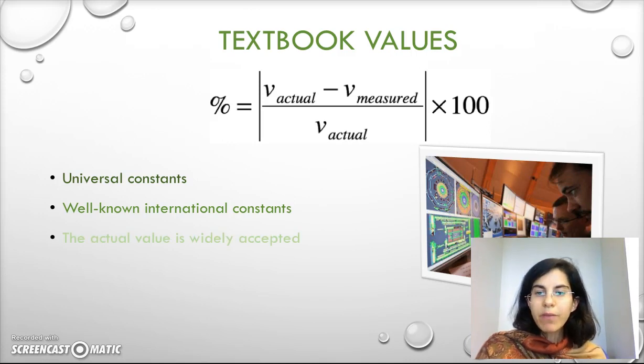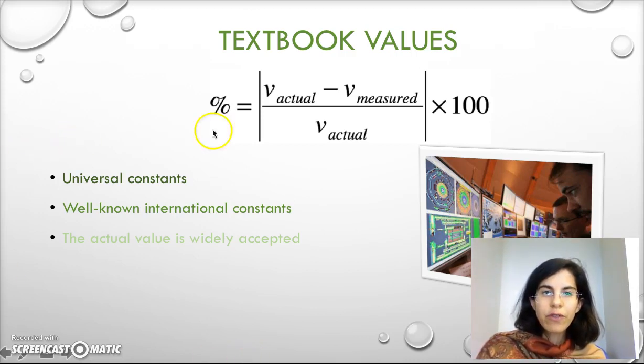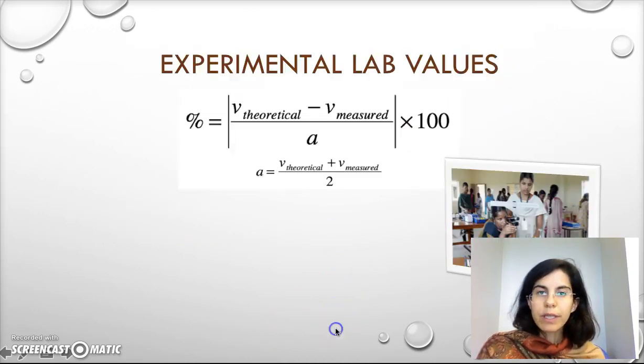Now, if you're looking at high quality data, if you're measuring universal constants, well-known international constants, or something where the actual value is widely accepted, like the mass of the sun, the charge of the electron, the strength of the Earth's gravitational field, look at the number you measured in the lab and compare it to the actual value. You know it's the actual value. 400 years of physics around the world is not likely to be wrong. Take the absolute value, convert to a percentage. There is your percent error. Highlight, put a box around it, save it for future use.